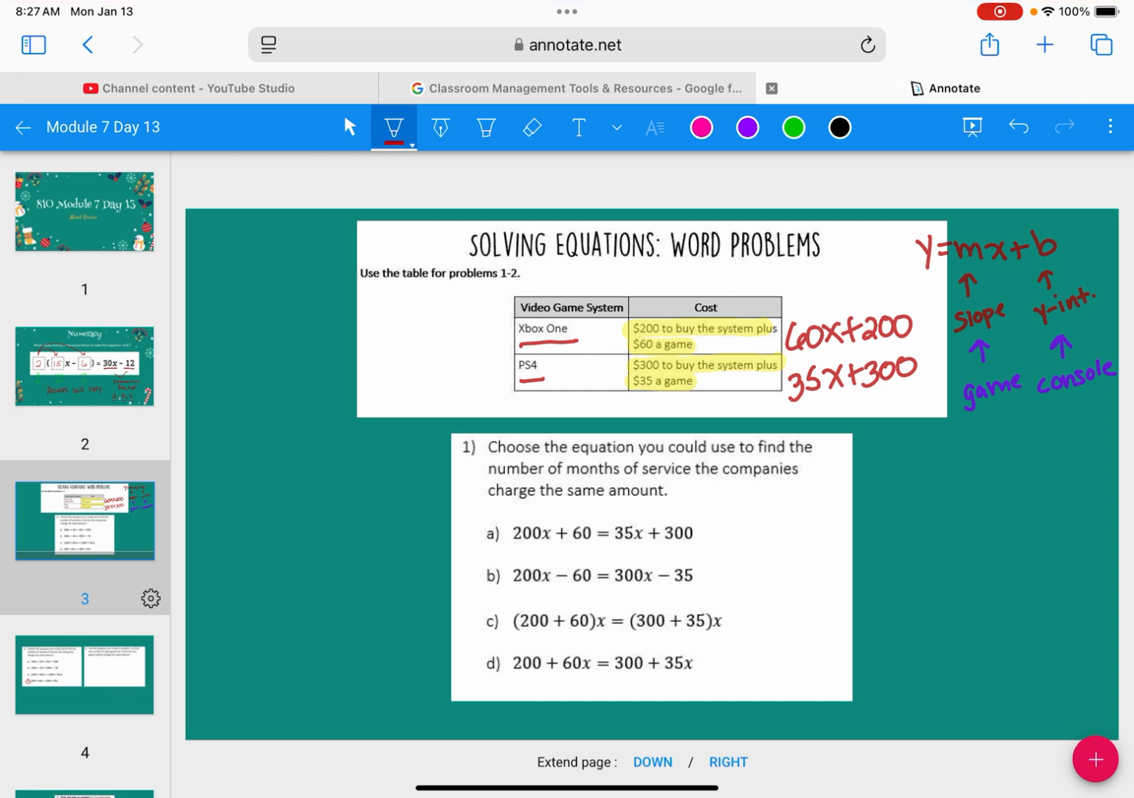So we would need to set the two equations equal to each other. The correct answer here would have been D, 200 plus 60x equals 300 plus 35x. Those have the y-intercept and slope switched around, essentially doing the y-intercept first and then the slope for both of these, but that's fine. The slope is always multiplied by the x, and that is the case here, in both of those equations or expressions.